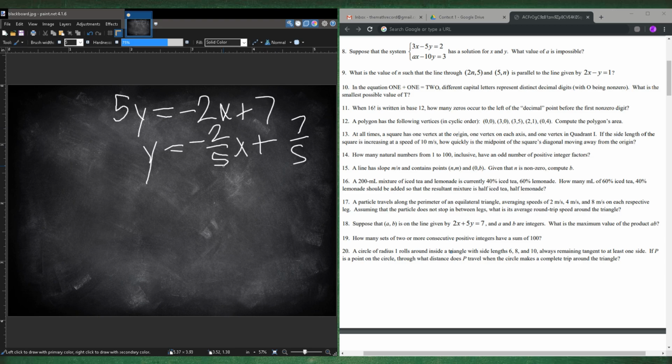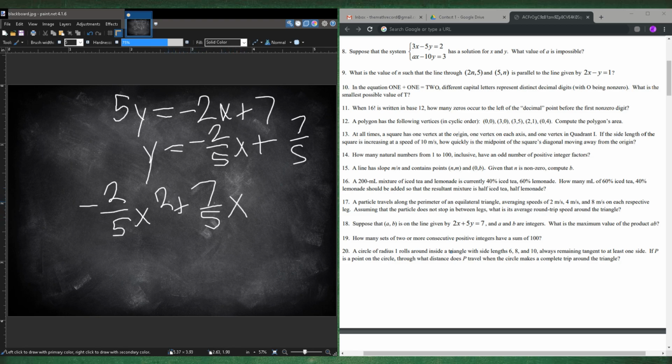So what's the maximum value of the product ab? So x times y. You just substitute the y from here back in. So the product is just negative 2 over 5 x squared plus 7 over 5 x.